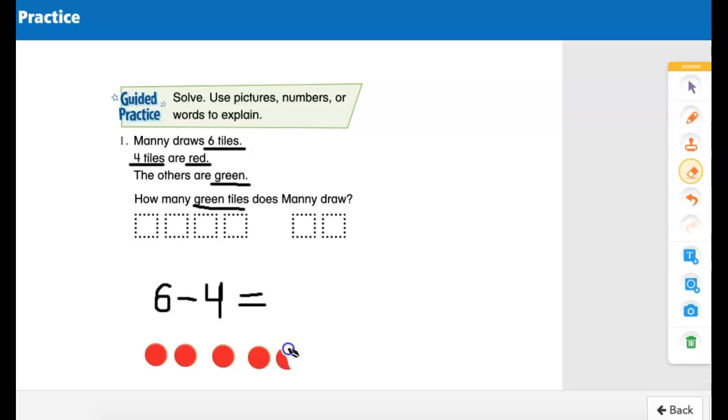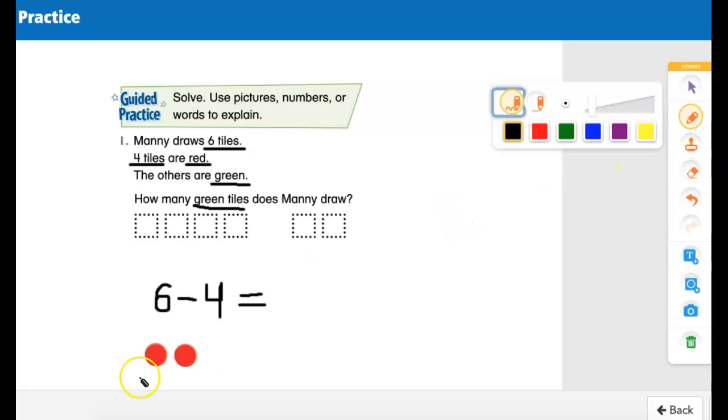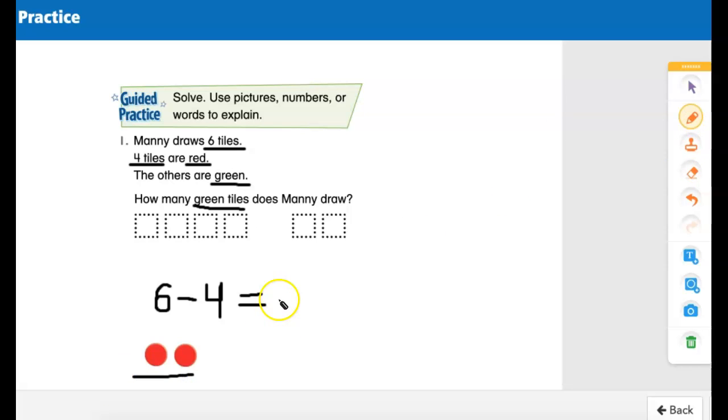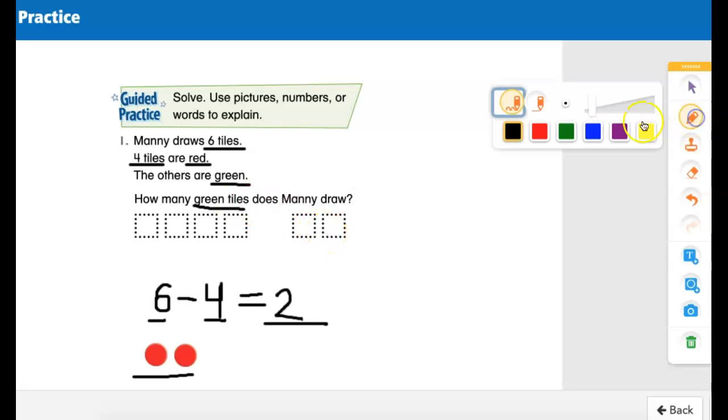So I'm going to erase 1, 2, 3, 4. I am left with 2. So 6 minus 4 is 2. So if I had a total of 6, 4 of them are red, the others are green. So I have 2 green tiles. So our question was, how many green tiles does Manny draw? He draws 2 green tiles.